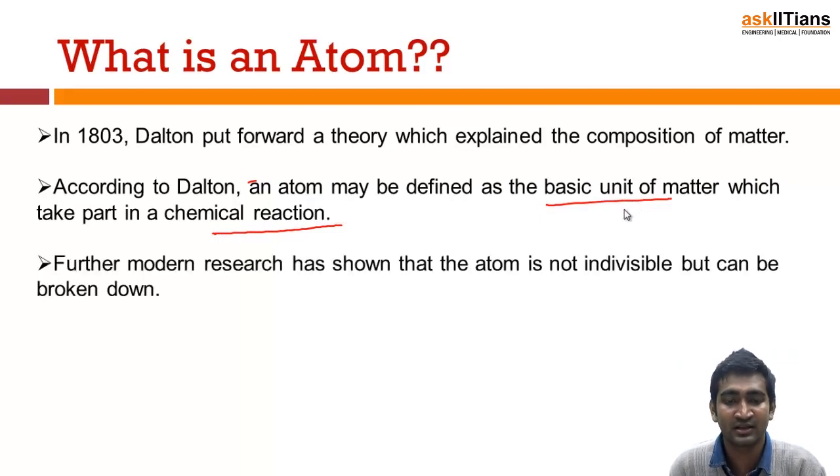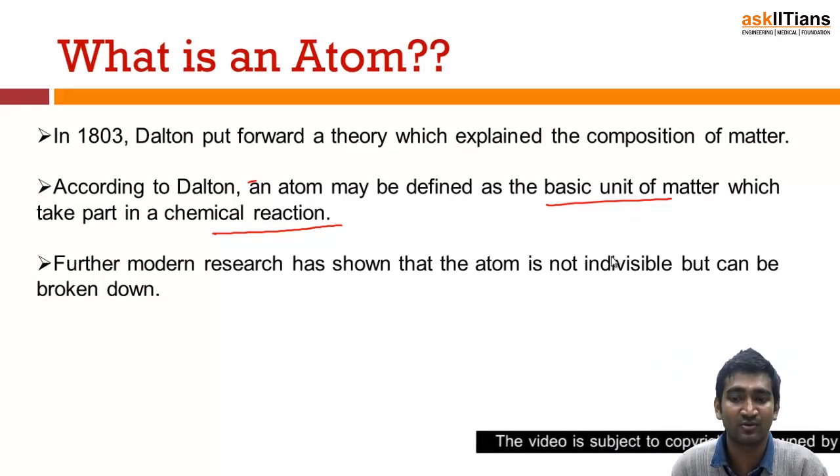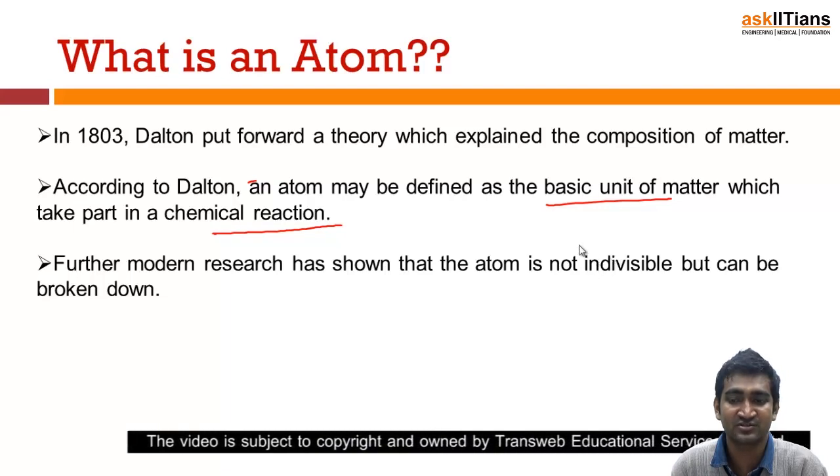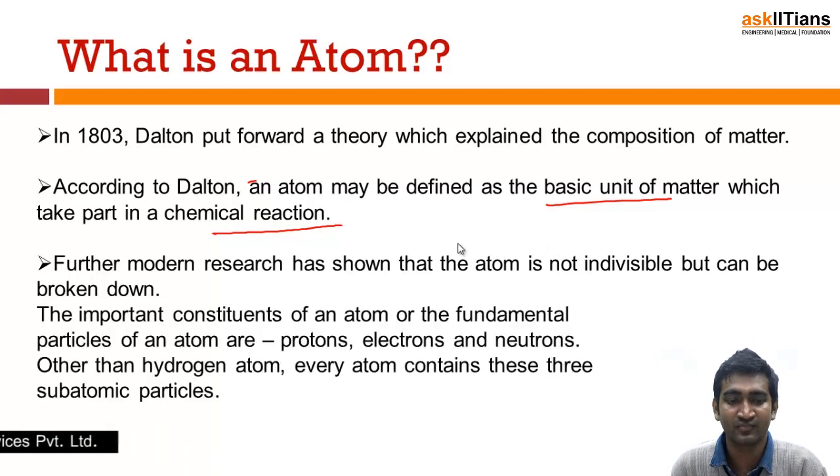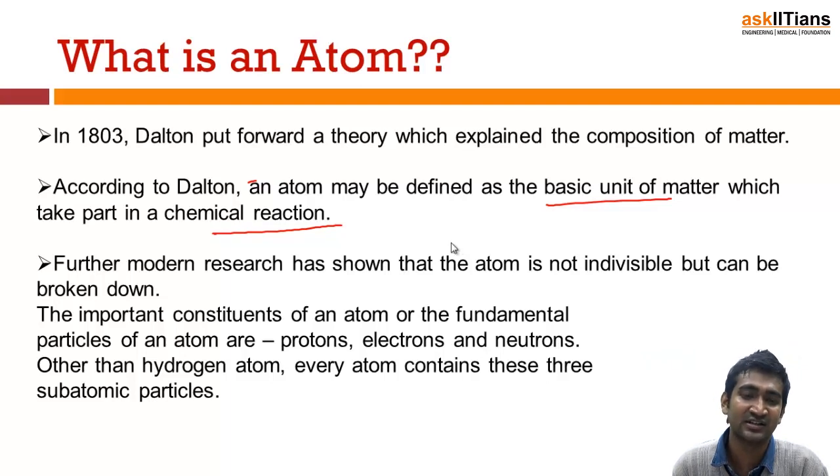Further, research has also shown that the atom, which was said to be indivisible, can be broken down. Atom is not indivisible, which was said first before by Dalton. So the most important constituents of atom, or the fundamental particles, what are they? Electron, proton and neutrons. And there is an exception here of hydrogen, because hydrogen doesn't have the neutron. So other than hydrogen atom, every atom contains 3 subatomic particles.